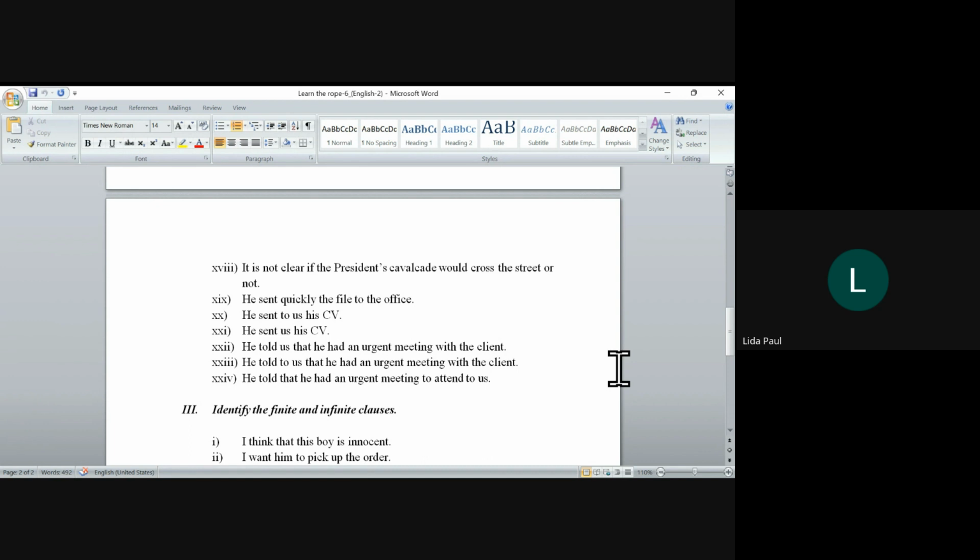Tell is again a ditransitive verb. It has two objects. One of the objects here is us and the second object is that he had an urgent meeting with the client. Which one is the direct object?